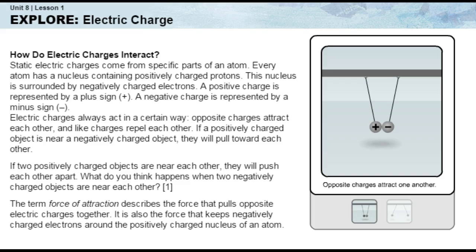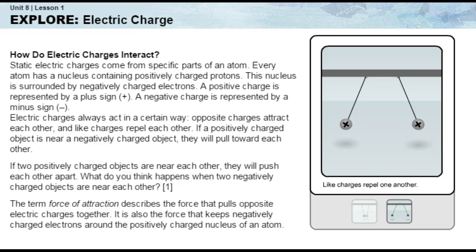Electric charges always act in a certain way. Opposite charges attract each other, and like charges repel each other. If a positively charged object is near a negatively charged object, they will pull closer together. If two positively charged objects are near each other, they will push each other apart.